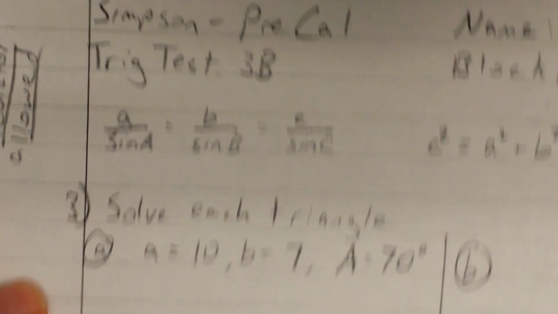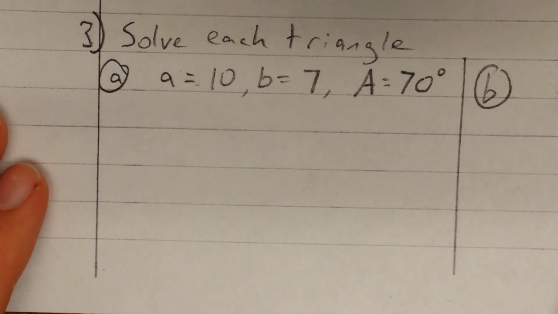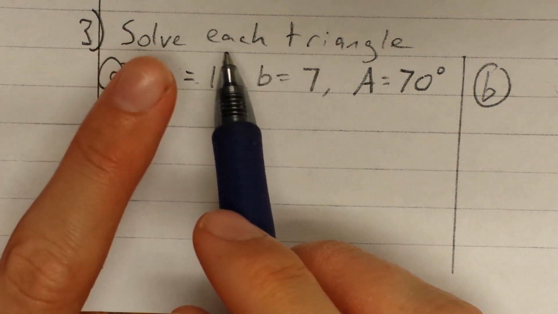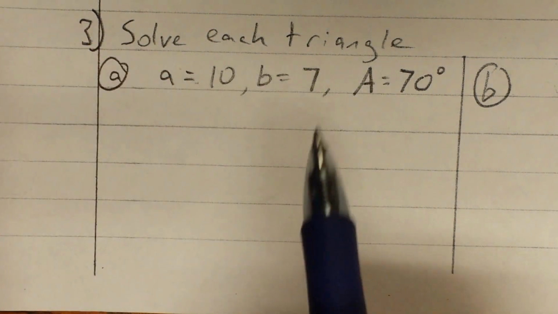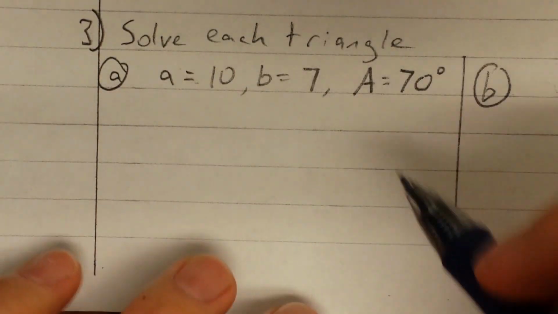Alright, here is trig test 3b. What we need to do here is solve for all the missing sides and angles of each triangle. So, let's start out by drawing a picture.